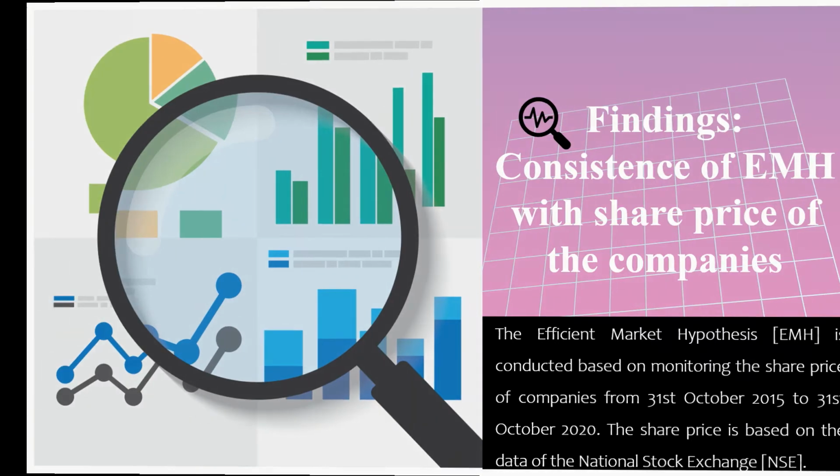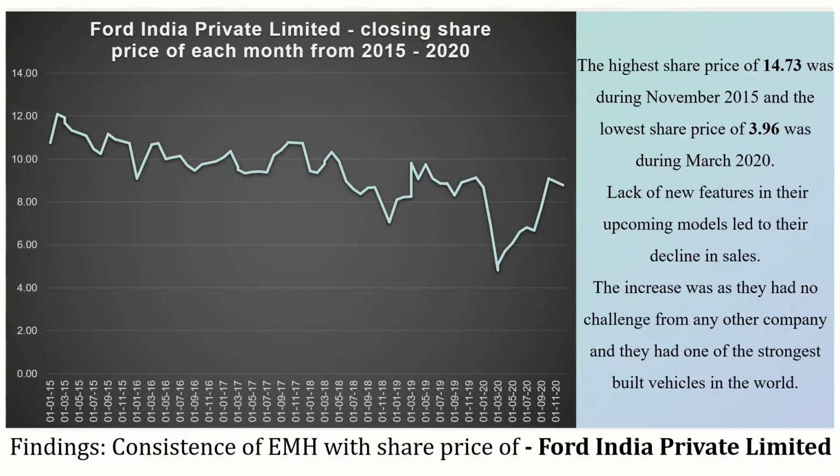Monitoring the share prices of the last 5 years of Ford Motors shows that the highest share price of 14.73 was during the month of November 2015, and the lowest share price of 3.96 was during the month of March 2020. This decline in March occurred due to the lack of new features in their upcoming models, which led to a decline in their sales. They were easily beaten by competitors later in 2020 and also due to different issues in the world.